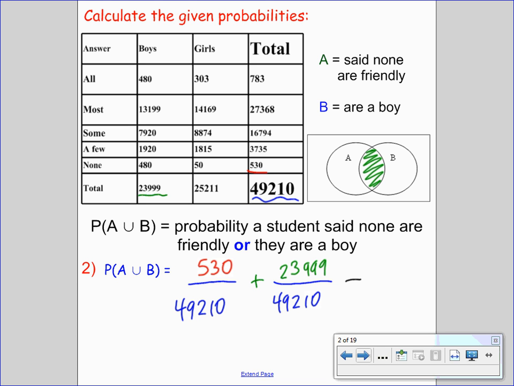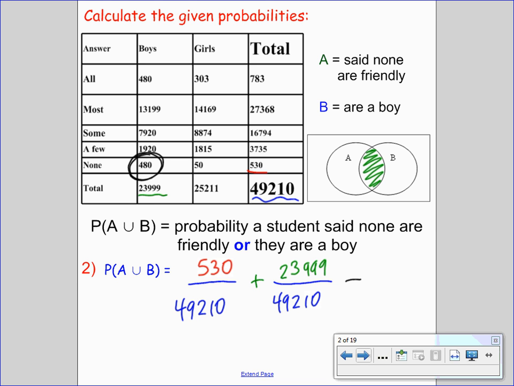So where do we go to find that? Well, we need to find how many boys said none are friendly. So here we go, we'll go ahead and look, and we'll see right here, 480 boys said none are friendly. They were counted once in my said none are friendly, right? They're right there in that 530. They were counted again in the 23,999. They were counted again right there.